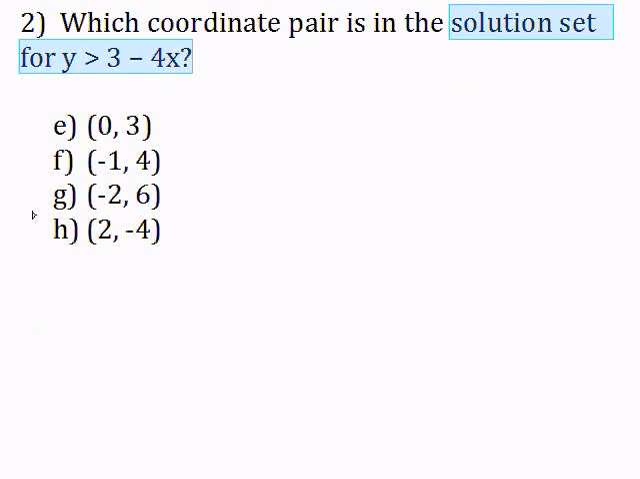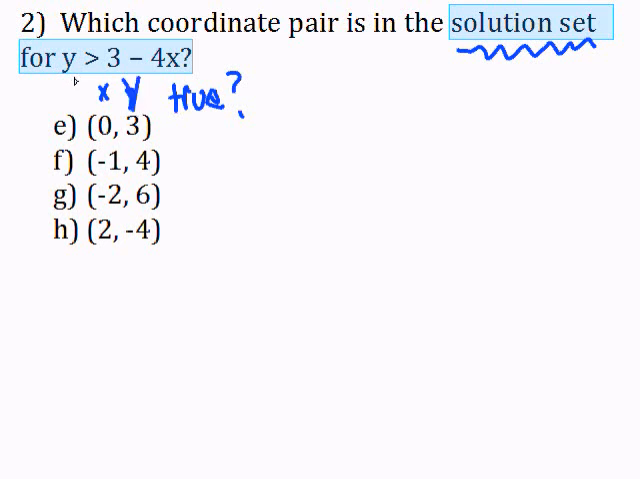Now, all that's really saying is when you put 0 in for x and 3 in for y, does it give you a true statement? If it is, then it is in the solution set. So if it gives us something that's true, then it's in the solution set. Let's go ahead and do that. Be real careful.